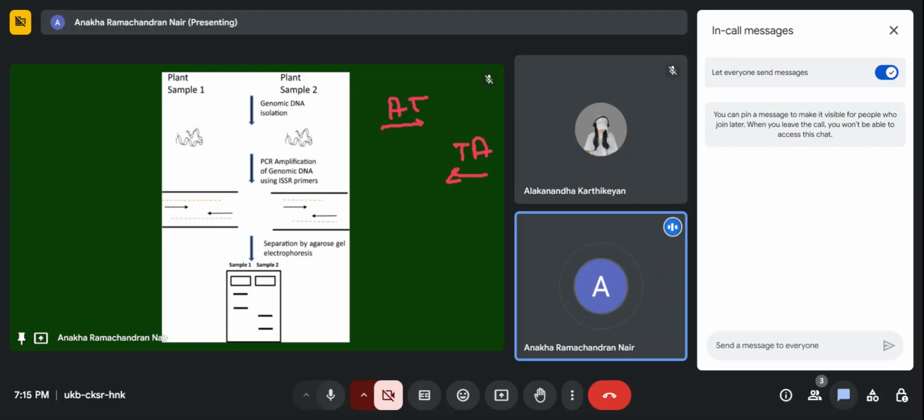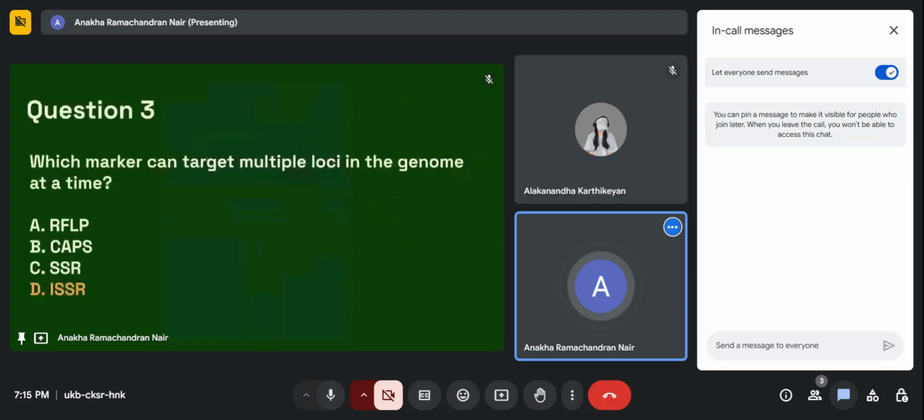So because you're using one single primer, it's obvious that in a genome, imagine this is a very large genome, you will have multiple areas where these repeats will be there, right? So when you're amplifying each of these areas, you're getting the information from multiple loci in the genome, right? So that is why the answer is ISSR.